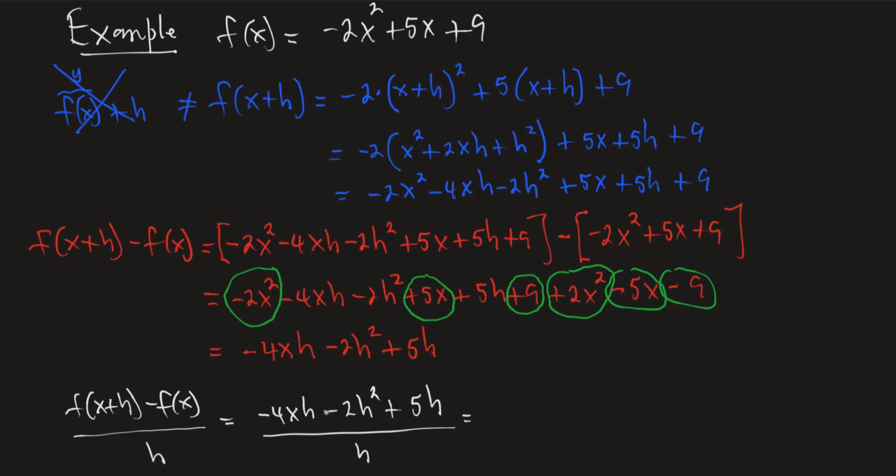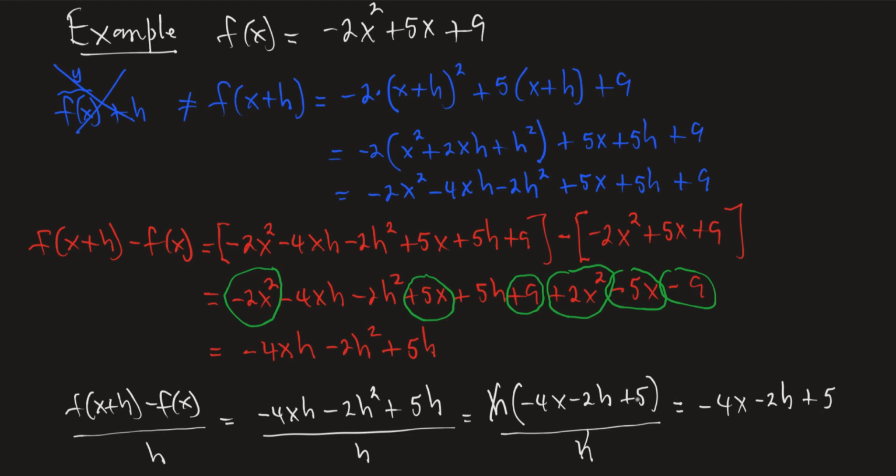And in this case, there's a common factor of h in the numerator, so I can factor out an h. That leaves a negative 4x, and then a minus 2h, and then a plus 5 in parentheses. And I still have that factor of h in the denominator. So now I can reduce it, and it simplifies even further: negative 4x minus 2h plus 5.